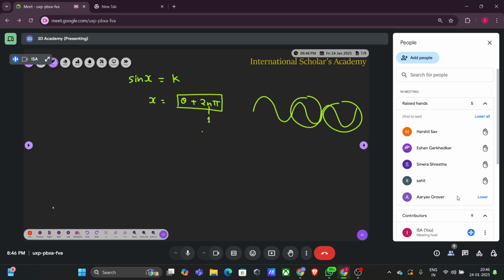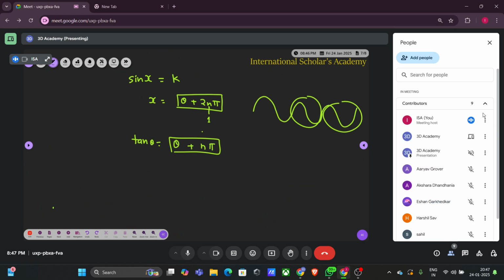Okay? Same for cos. But if it is for tan theta, you will take it only as theta plus n pi, because the value of tan theta changes over the period of pi only. How many of you understood this now? Please raise your hands. Those who understood, please raise your hands. See, all you have to solve on the calculator. You just have to understand the logic.